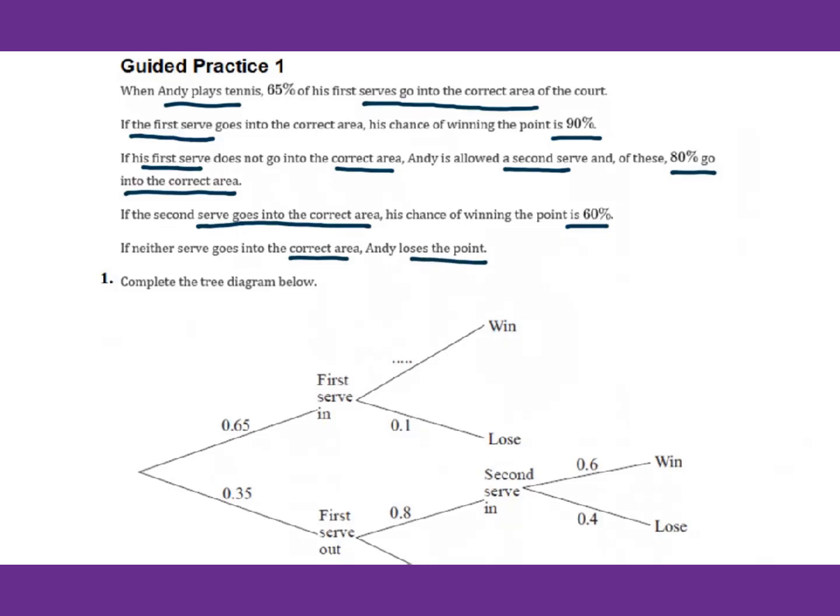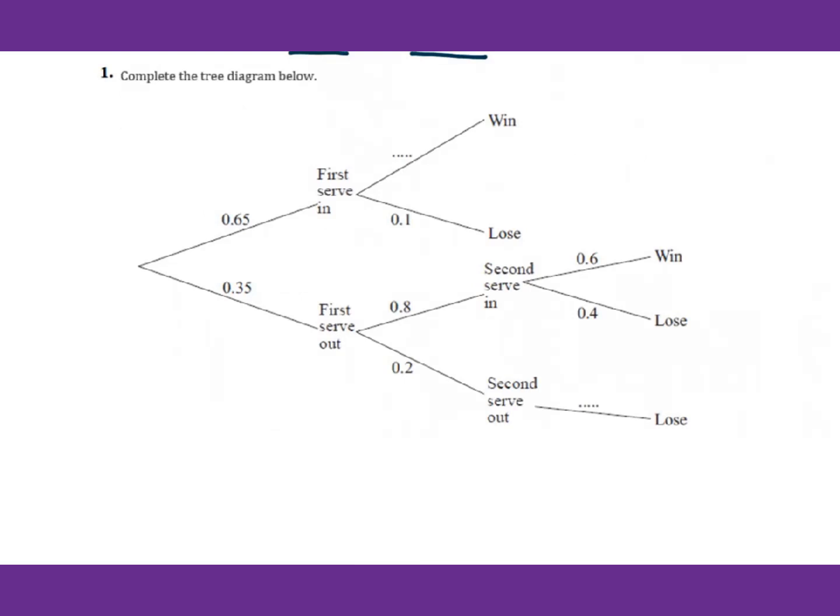Complete the tree diagram first. According to the information you have, this is 0.1, so here will be 0.9. Remember, 0.1 plus 0.9 equals 1. If both serves are out, he will lose the point, so it is 100% losing the point. That's why this is 1.